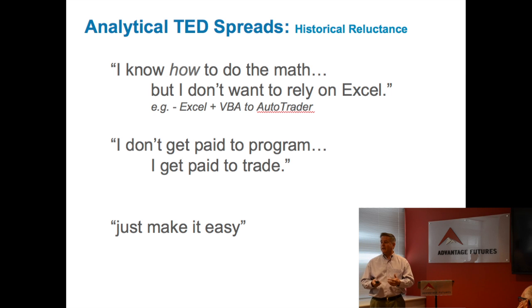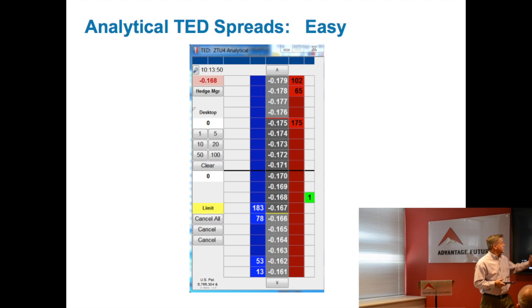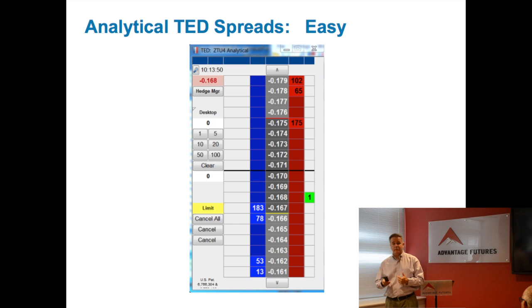So we've taken a lot of that and moved it into the X-Trader for you. And like everybody says, just make it easy. I want to trade, you do the math, I'll do the trading. So we did make it easy. We collapsed all of that analytical TED, all that stair-stepped hedge, into one ladder. So now you can place orders, just like you're used to doing, in a single ladder, and the pieces will execute for you when the TED gets to those levels.